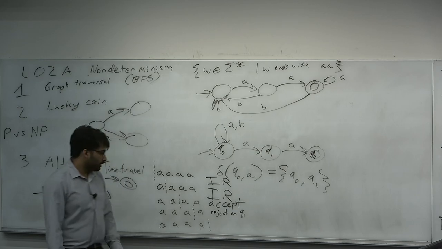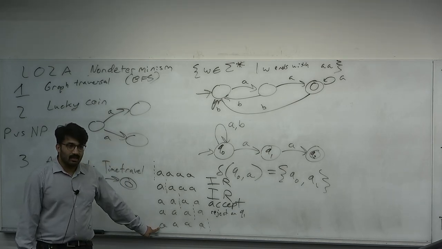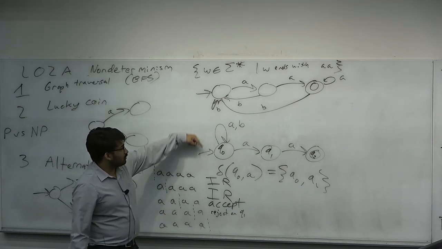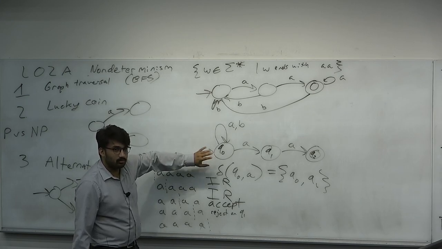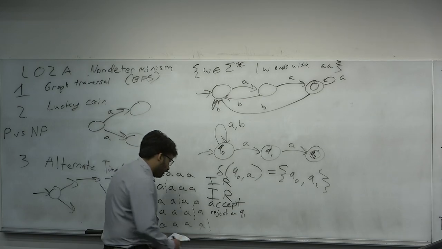Reject on Q1. Now what if you guess your last A with this one? Or none of them, in fact. Q0, Q0, Q0, Q0. Well, reject on Q0.